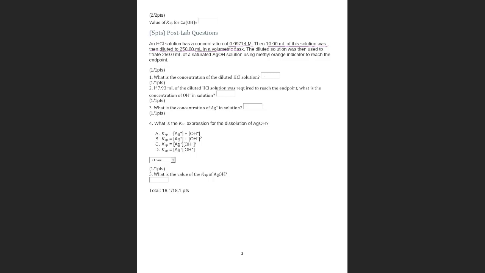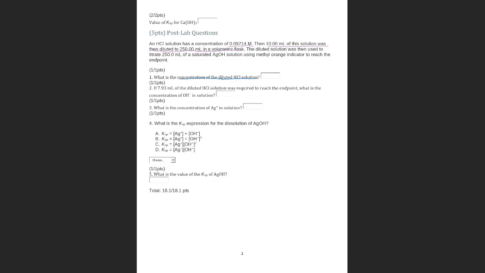So let's look at the first question. Let's see here. Where is this first question? Okay. Let's see if I have it here. No, it looks like I don't. But that's okay. I don't need it. Okay. So let's look at the first question. What is the concentration of the diluted hydrochloric solution?